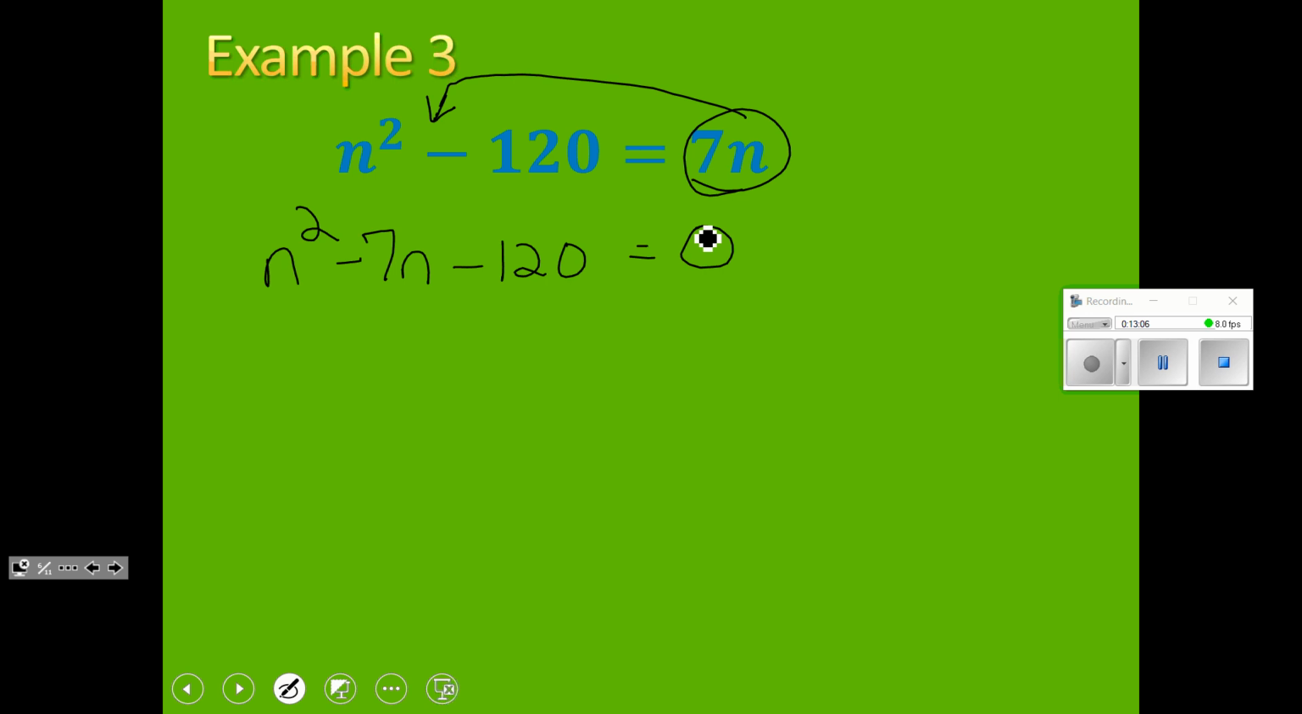And I want you to hit the pause button. I want you to try. Is this one factorable? I think it actually is factorable. And then try it by the formula and see if you get the same answer twice.